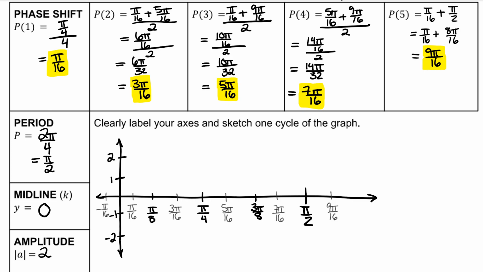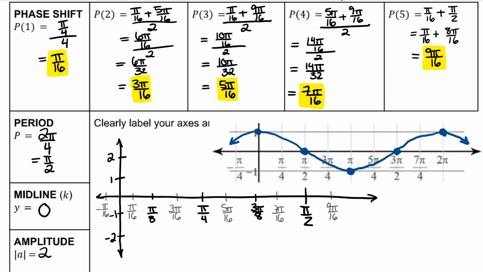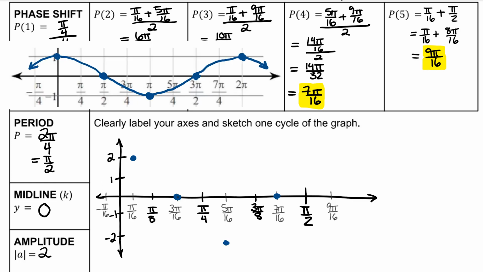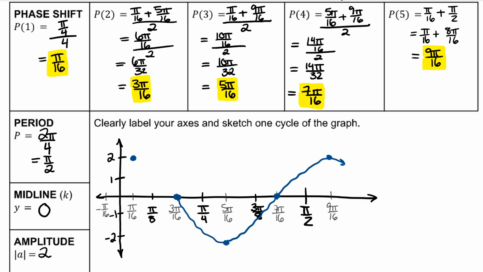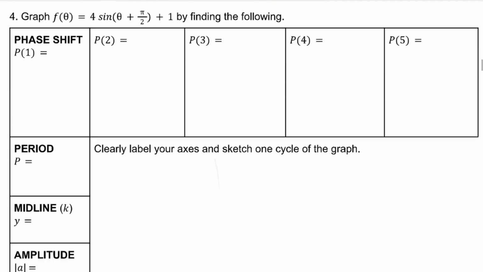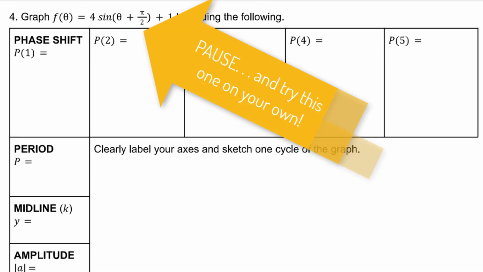Once we've drawn and labeled our axes, remember the overall shape of a period of cosine. Cosine starts at its max, goes down to the midline, down to the min, back to the midline, and returns to the max for P5. Try finding all the necessary information for graphing number 4, and then press play when you're done graphing or ready to graph to check.